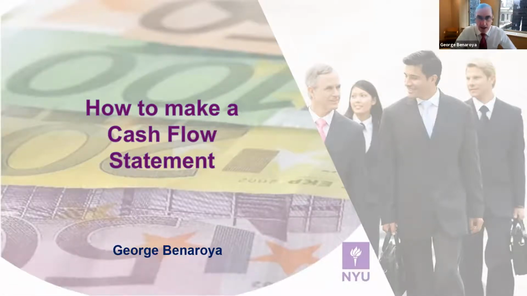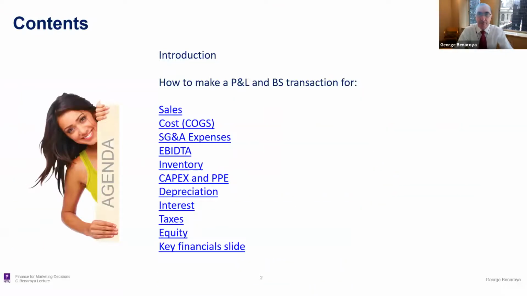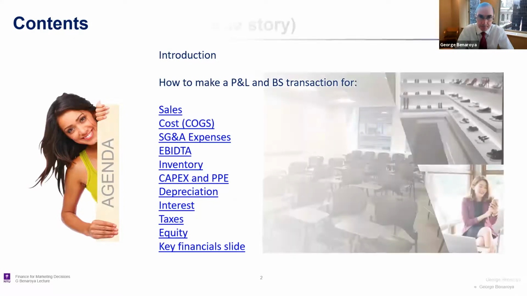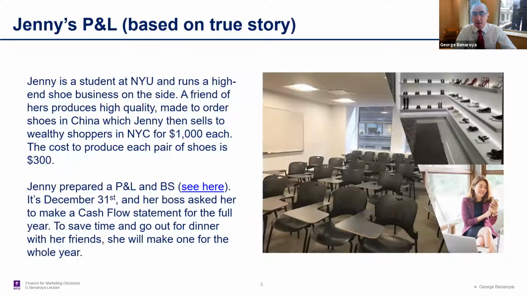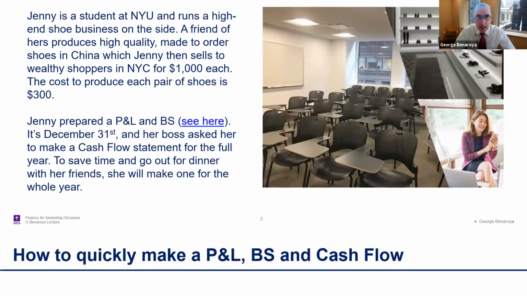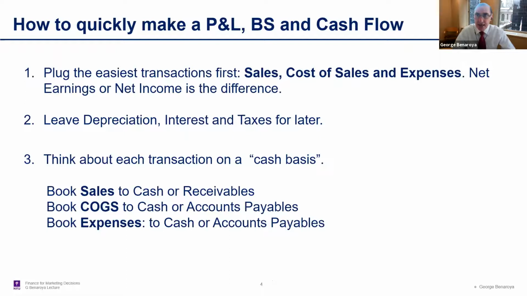Before, we looked at how Jenny could make a profit and loss and the balance sheet. Now let's do the same for the cash flow. As we remember, she sells shoes for $1,000, which she buys for about $300. And on the link, we can see the deck for the P&L and the balance sheet. Now, to quickly make cash flow, this is the best way to go about it.